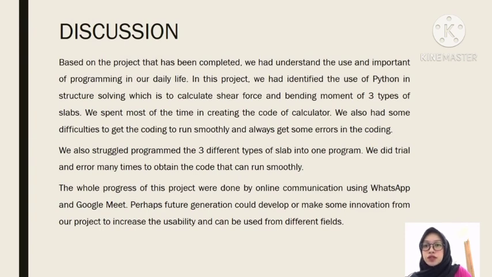We spent most of the time creating the code of the calculator. We also had some difficulties getting the coding to run smoothly and always got some errors in the coding. Moreover, we struggled to program the 3 different types of slab into one program, which are simply supported one-way slab, continuous one-way slab, and simply supported two-way slab. In addition, for the continuous one-way slab, there are 2 conditions that made us struggle more. We did trial and error many times to obtain the code that can run smoothly. A few corrections and edits were made after the lecturer examined our coding.